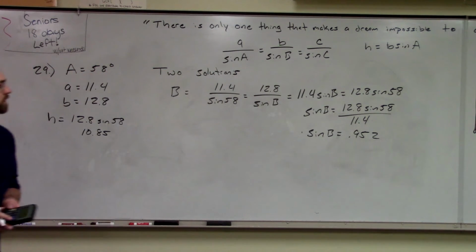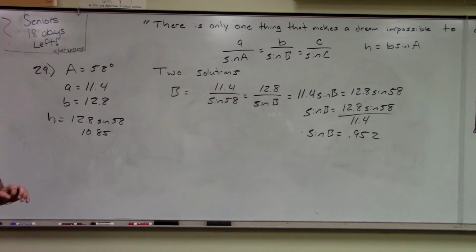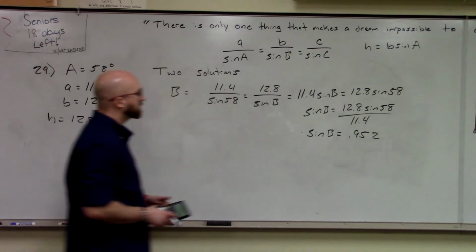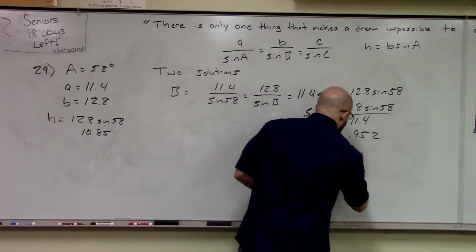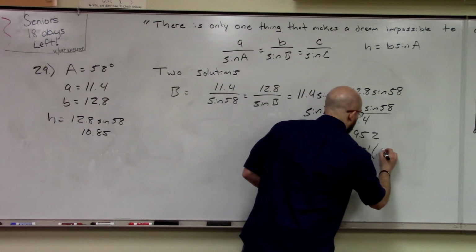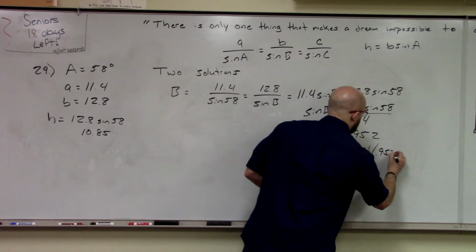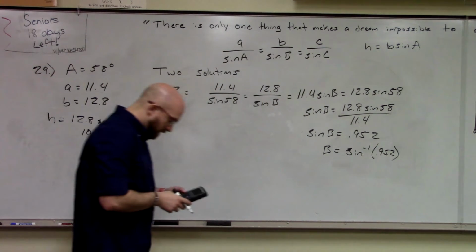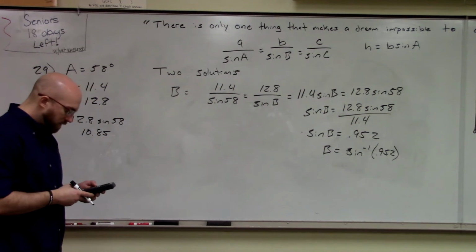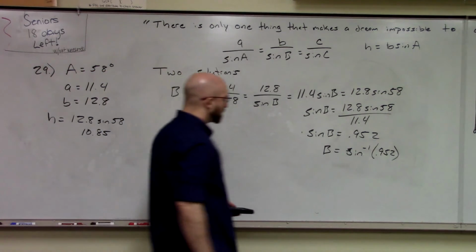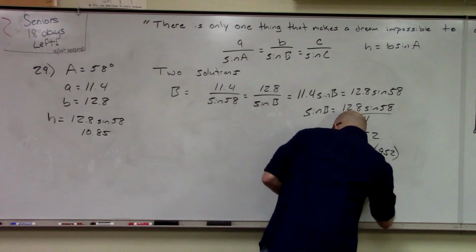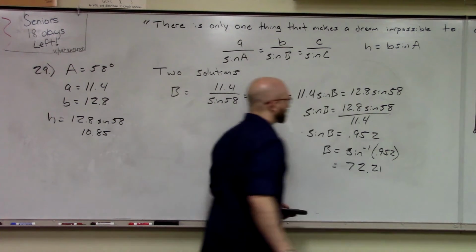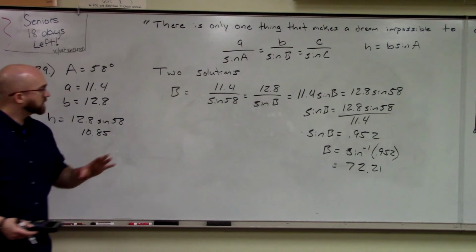Alright, now hopefully you guys remember to get an angle measure, if I have that, take the inverse of it. So B, capital B, equals sine negative 1 of 0.952. Alright? And originally, you'll just get this, 72.21. So that's one solution.